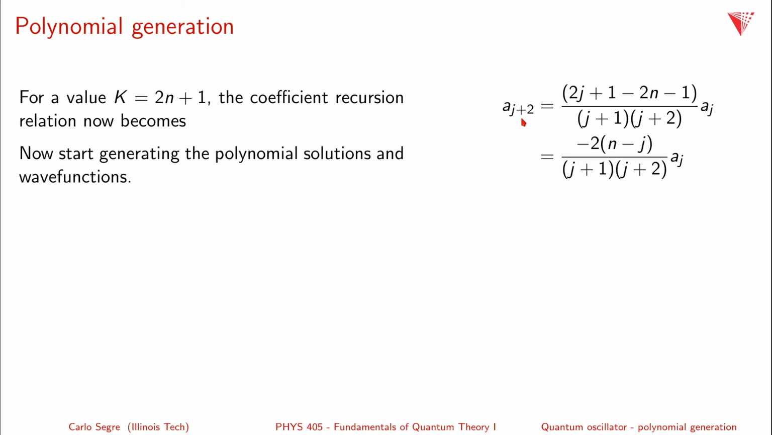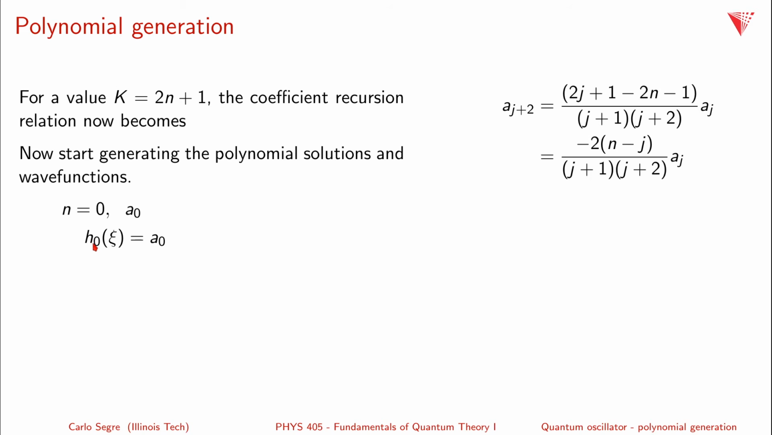We can now generate the polynomial solutions in wave functions. So for n equals 0, we just have a sub 0, right? Because when n equals 0, and j equals 0, then a sub 2 is 0. And of course, a sub 1 must be 0 because that can't be possible. We can only have even or odd solutions.